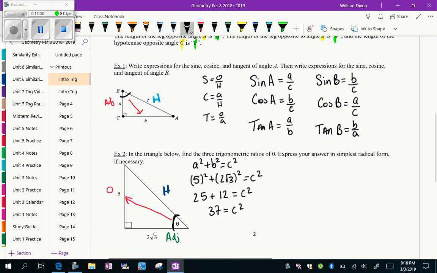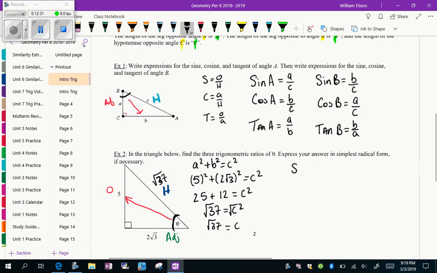I don't want c squared, I want c. So in order to do that, I have to do the opposite. I have to square root both sides. So I'm going to get c equals the square root of 37. And I can leave that, that's fine. So my hypotenuse is the square root of 37. Now I can start identifying my sine of theta, my cosine of theta, and my tangent of theta. So let's write that down.